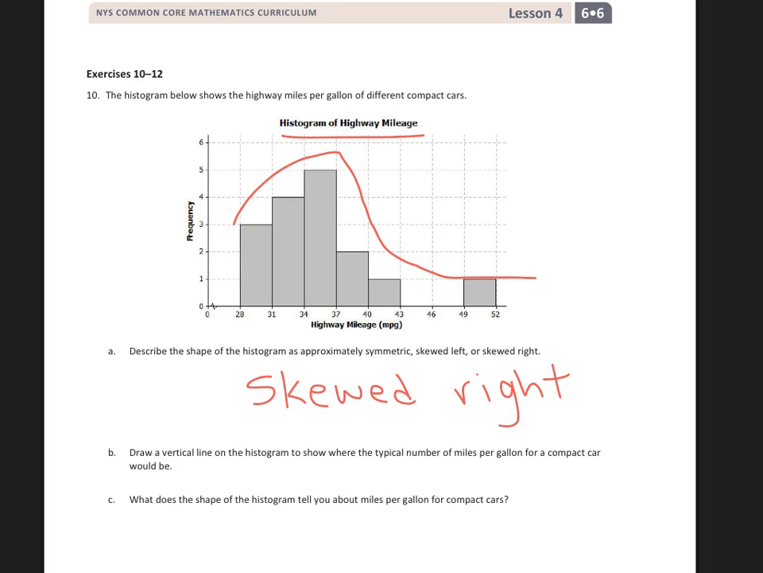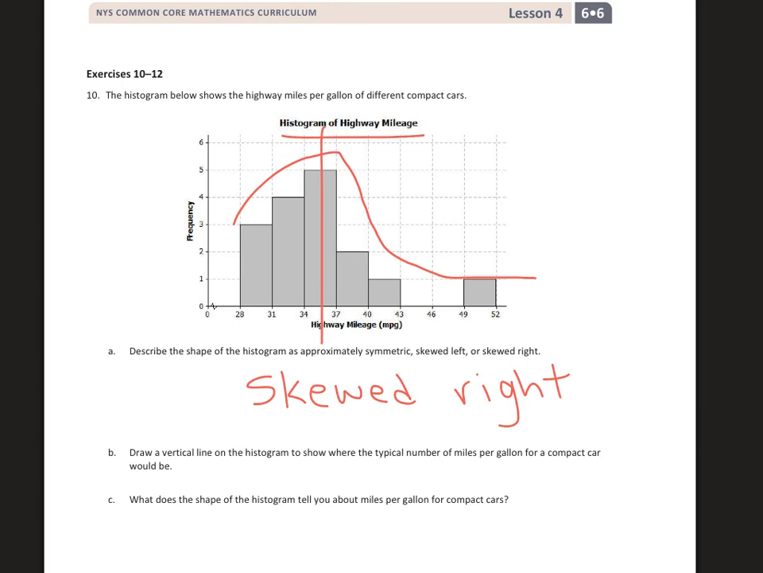So then it wants us to draw a vertical line to show where the typical number of miles per gallon for a compact car would be. And so I would say it'd probably be somewhere along the lines of maybe here. Right? We seem to have 3, then 4, then 5, then it drops all the way down to a 2, a 1, and it skips a couple. So right around there would be the typical amount.